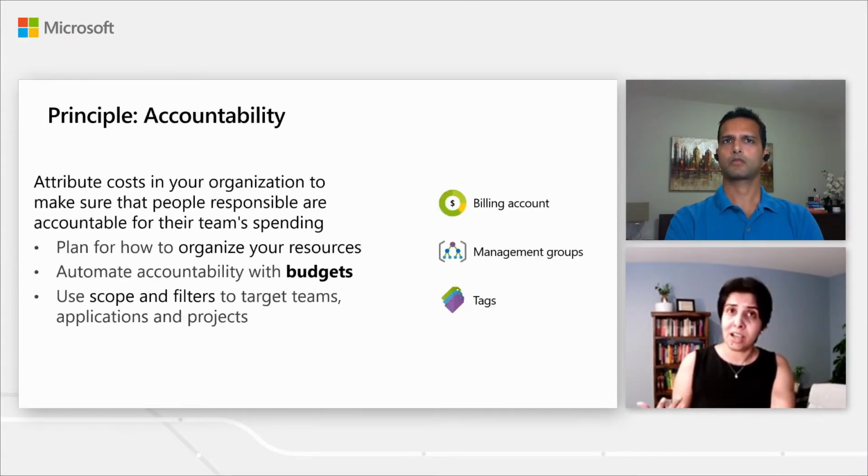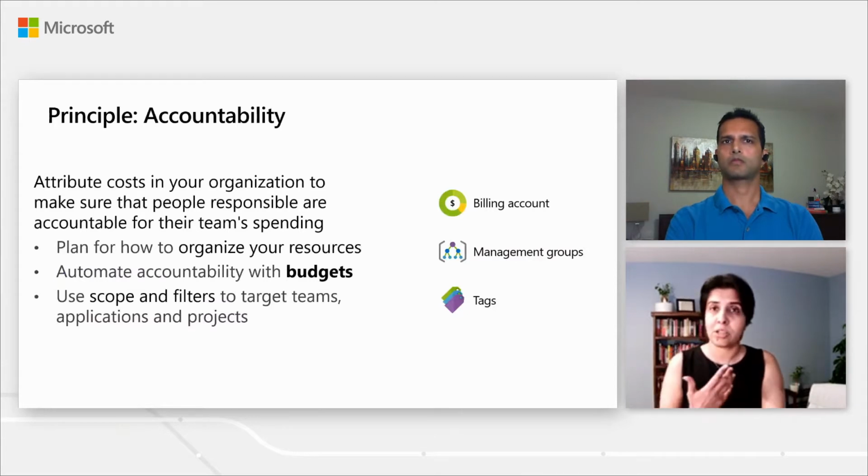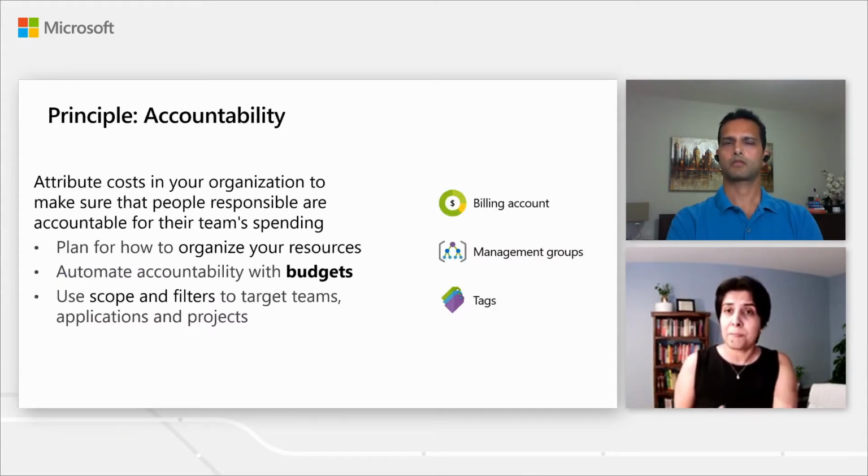The next is accountability. Yes, you know what the costs are, you've got the insights. Based on your insights, you still need the power to be able to control the spend. And that power is endowed to you with the power of budgets within cost management. To use the power of budgets, the most important thing is that first you should have actually planned your resources along the lines of how you want to control them. What do I mean by that?